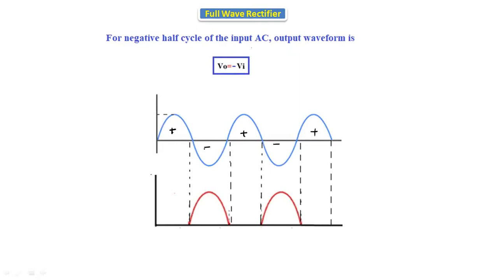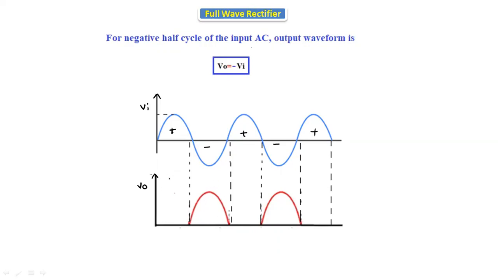If you give the negative half cycle, this is the output V0, and the input is Vi. Output is exactly equal to the input, but in opposite direction. V0 is equal to Vi, but in opposite direction, minus Vi. Opposite direction means we will get the waveform at the upside here.